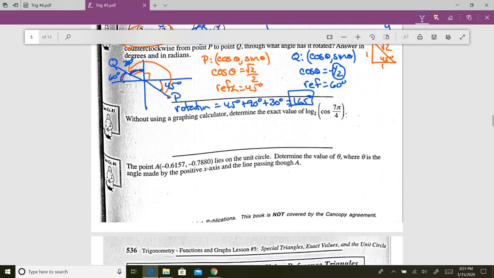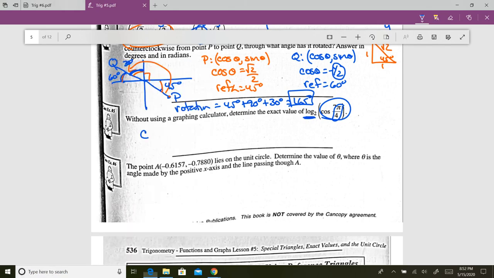Okay. Oh, everybody loves this question. Logs. Now, ignore the log for now. Focus on this. We want to write that as an exact value. So what's my reference angle? Pi over 4, which is 45 degrees, hopefully you said.